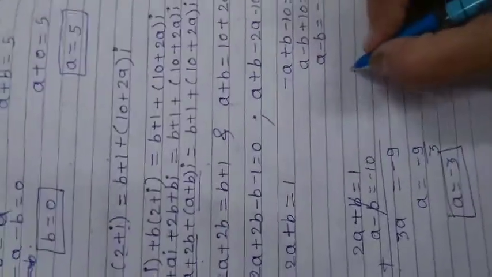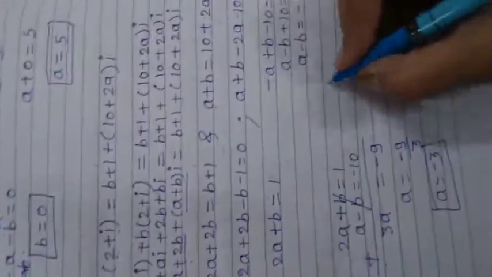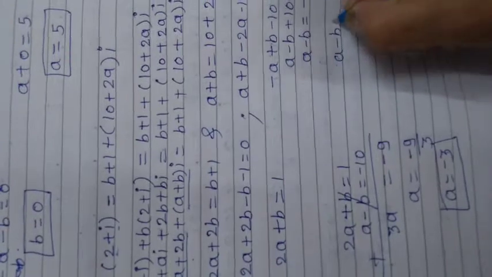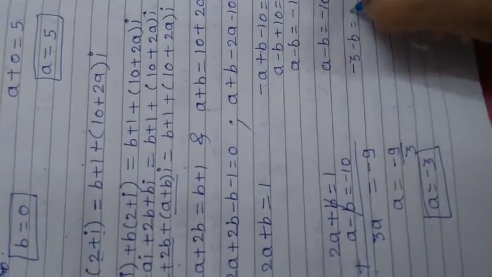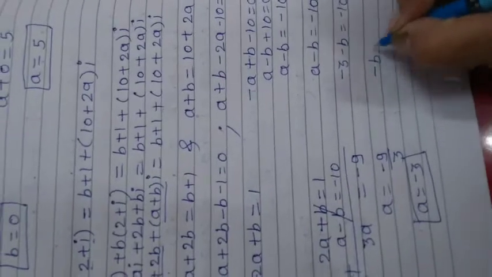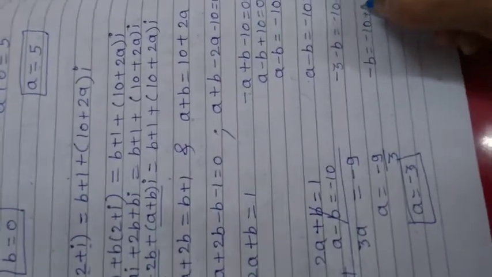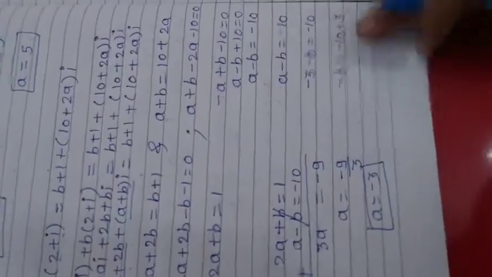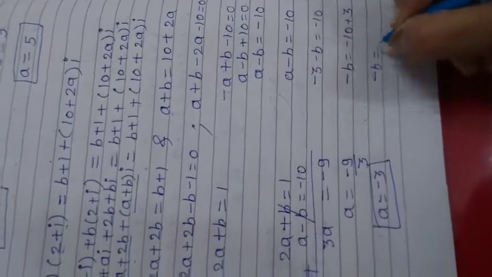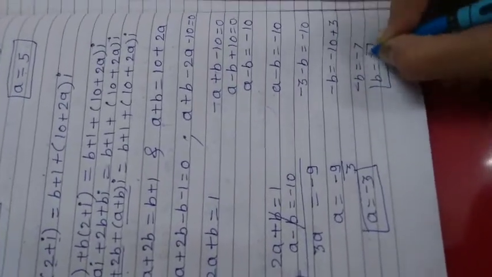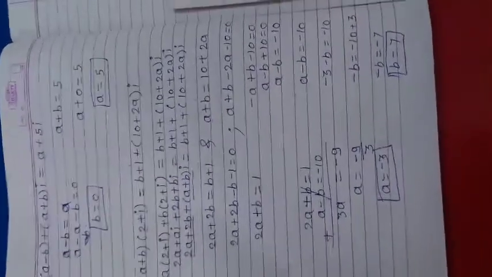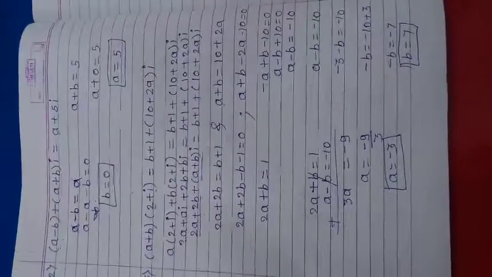Now substitute this value in any one of the equations. So suppose a minus b is equal to minus 10. So minus 3 minus b is equal to minus 10. So minus b is equal to minus 10 plus 3. So minus b is equal to minus 7. So b is equal to 7. So in this way, we'll solve for value of a and b.